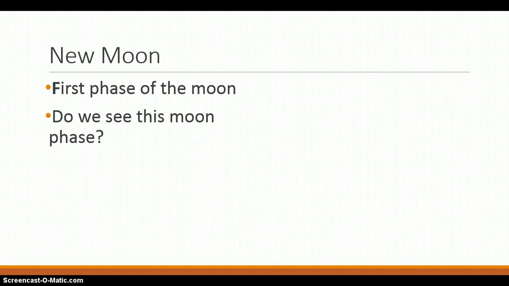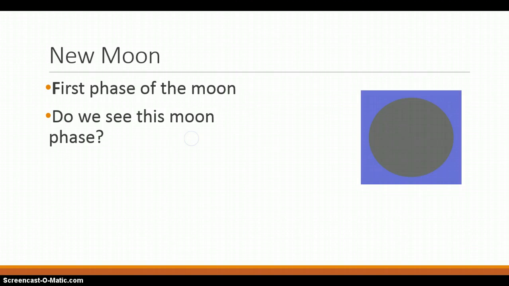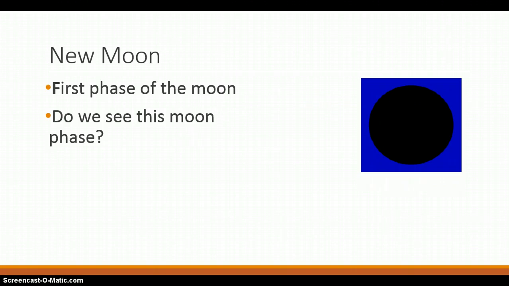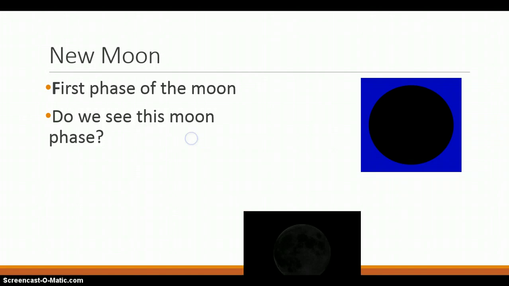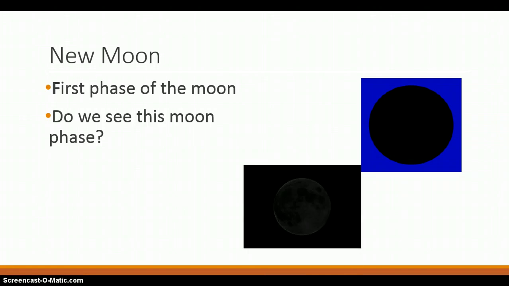The new moon lies closest to the sun in the sky as seen from Earth. More precisely, it is the instant when the moon and the sun have the same elliptical longitude. Do we see this moon phase? The moon is not normally visible at this time except when it is seen in silhouette during a solar eclipse. At new moon, the moon is lined up between the Earth and the sun.